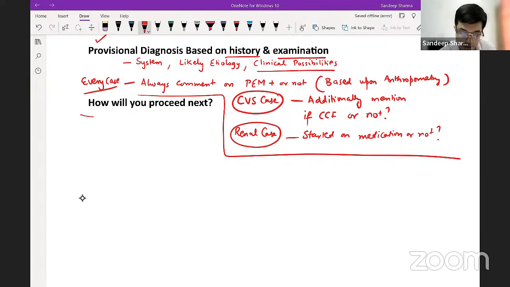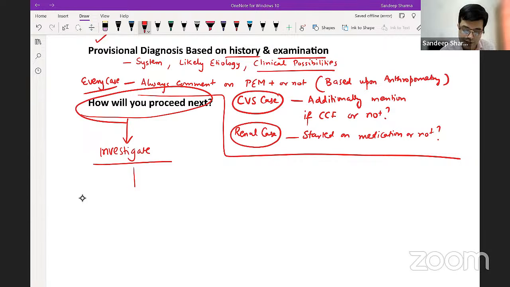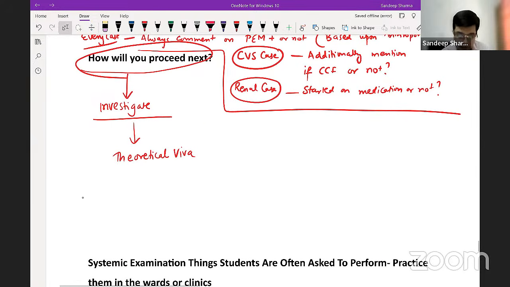And how will the examiner then ask you, how will you proceed next? You will say, sir, I would like to investigate the patient. And they will ask you, what are the investigations you will do? Now it will always be a theoretical viva that will continue. How will you manage this child? So treatment, investigation to perform, that all will happen.